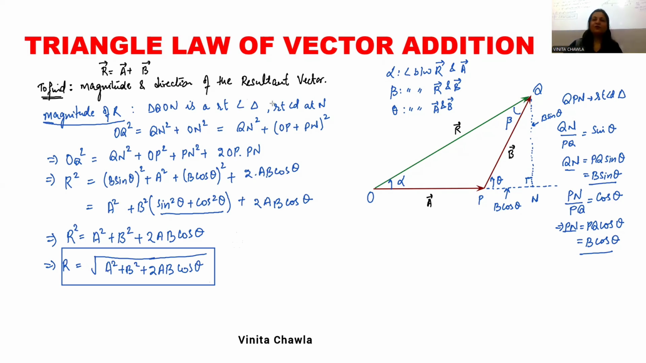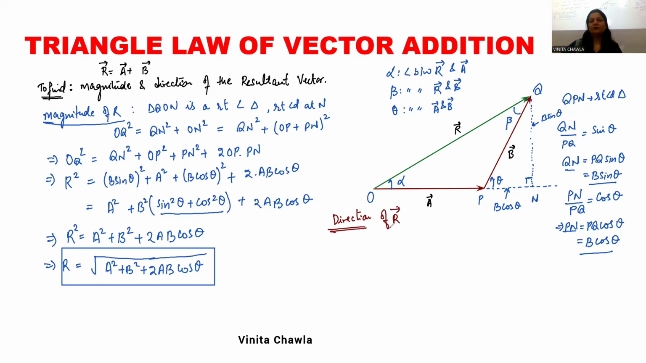Okay, now we have to find the direction of R. We have found out the magnitude. Now let's find the direction. Any doubt in this? Whatever we had done, any doubt in that portion? Is everything clear to everyone? Great. Now let's find the direction of vector R.